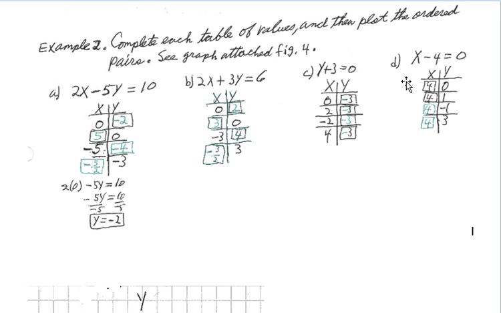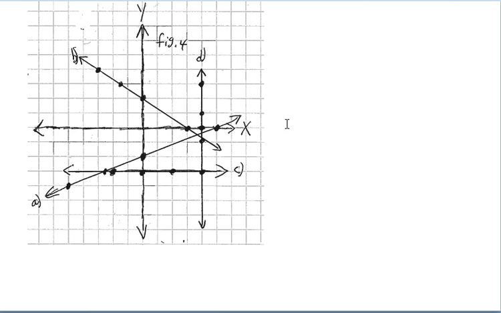So when we do get to the graph, we'll see that the graph for this equation should be a vertical line. It's equation D, which you notice is a vertical line, and there are the 4 points that we just indicated.